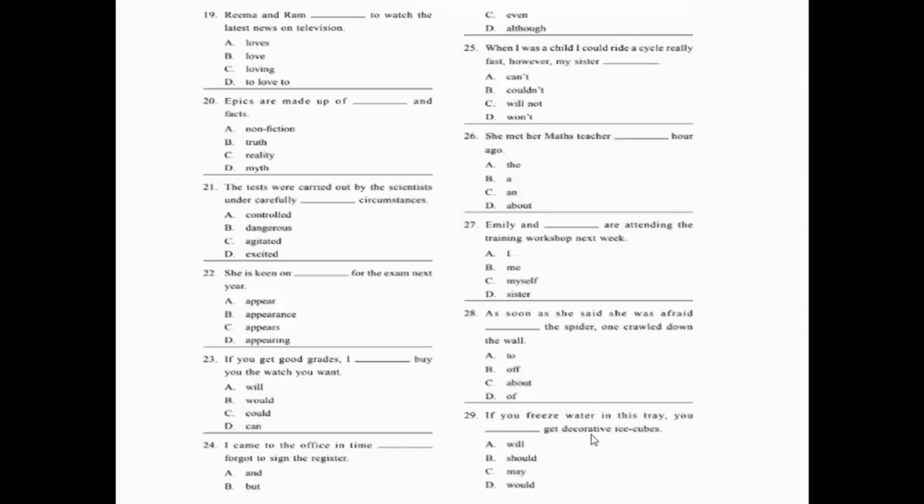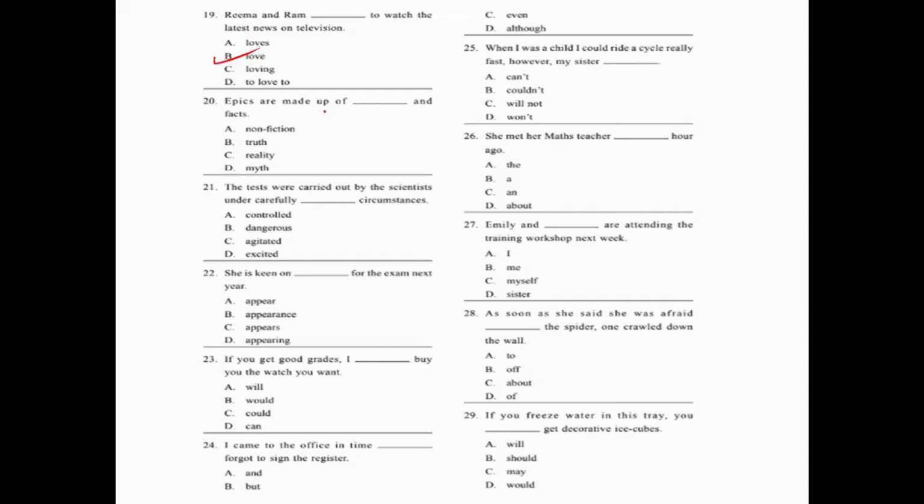Next. Rima and Ram dash to watch the latest news on television. Rima and Ram, we have two people over here, so we can't use the word loves. Okay, it should be in the plural form. So Rima and Ram love to watch the latest news on television. Yes, we can use this. Loving to watch, no, this is not giving the correct meaning to the sentence. To love to watch, no. Rima and Ram love to watch the latest news on television.